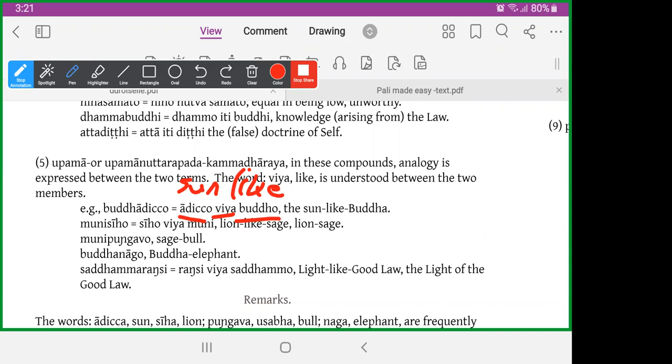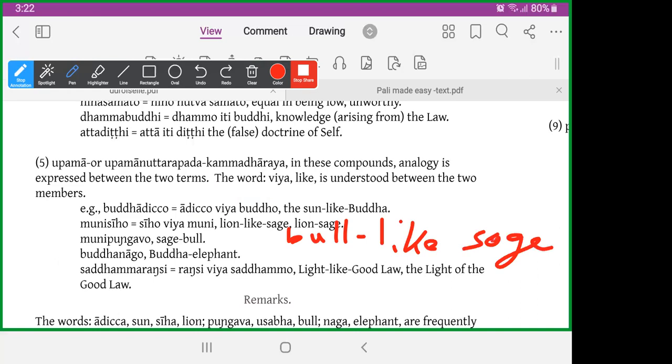Yeah, I just want to ask about Muni pungavo, which shows sage bull. Is there any difference if you put it the other way around, as bull sage? Just like Buddha nago, elephant Buddha. You have to write bull like sage, like just now, lion like sage, bull like sage. Okay? Because it seems like it is Muni siho, lion sage.